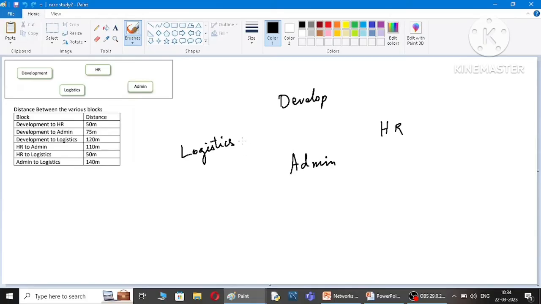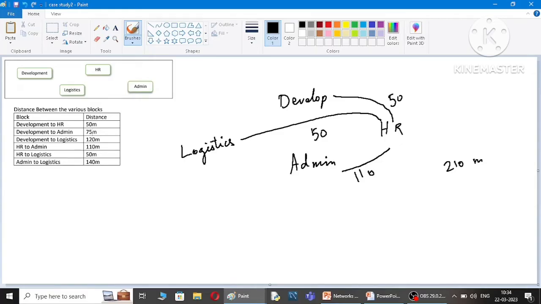We can go in this way. Logistics to HR is 50. Now HR to admin is 110. Only development is left out. Development to HR is 50. So HR will be in the middle and you have 3 other blocks connected. So the distance will be 210 meters. Okay. Now let us see what are all the other possible combinations.